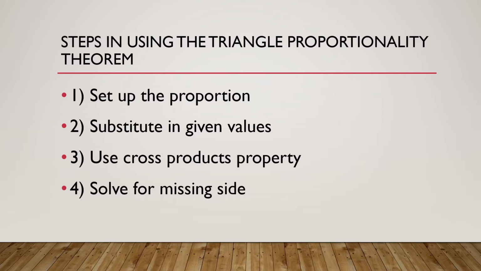So we would set up the proportion. We would then substitute in our values. We're going to use our cross products to get that missing side, similar to how we did in lesson 1.